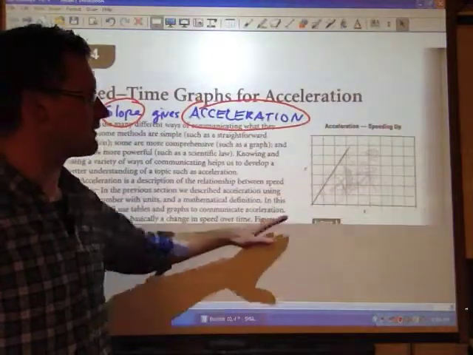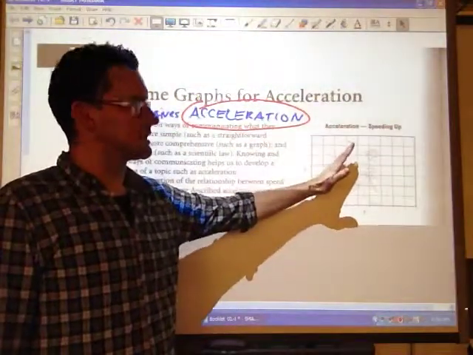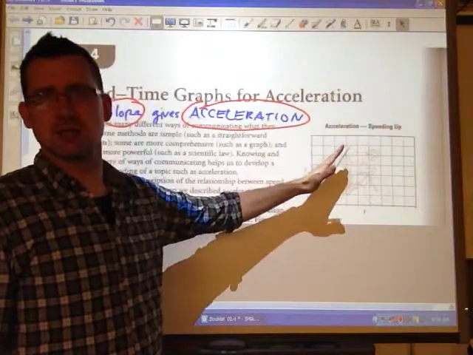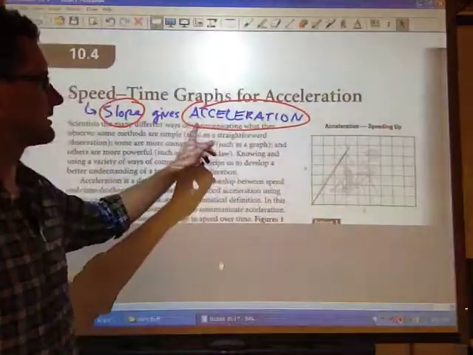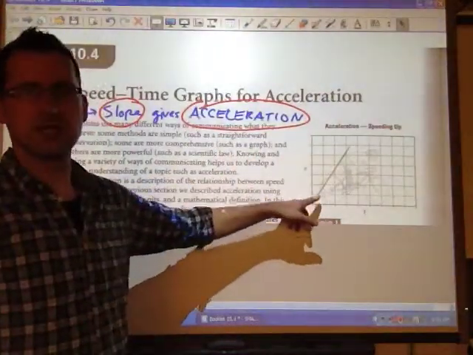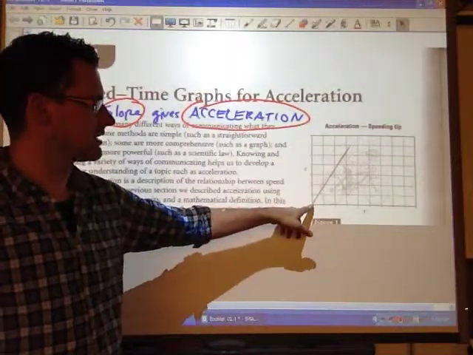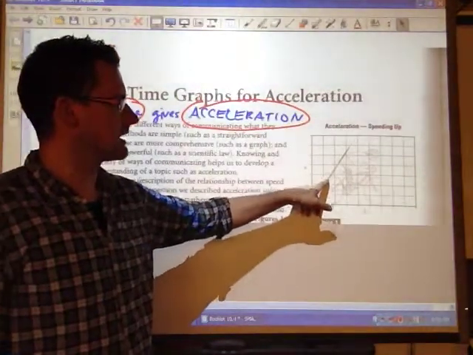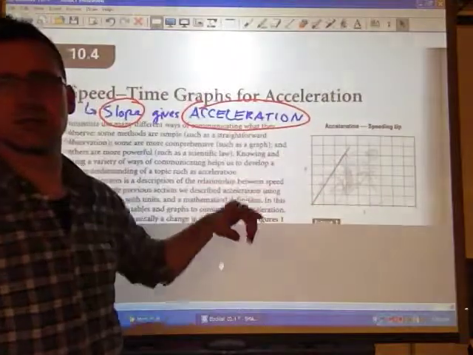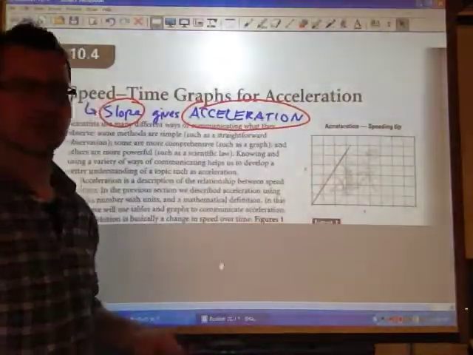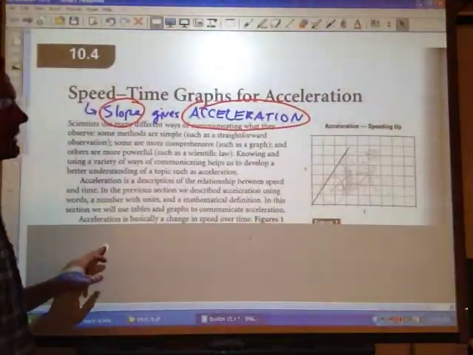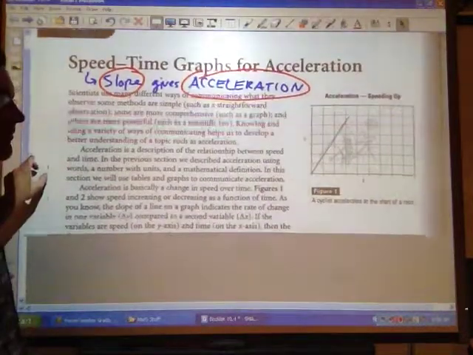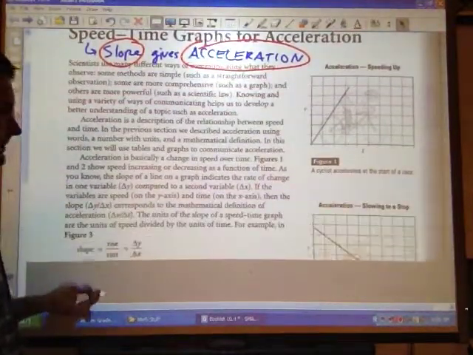So if we have a speed time graph that has a positive slope, that's a positive acceleration, meaning that the speed is increasing. So here the speed starting off at 0 and gradually getting larger and larger until we reach a maximum speed right there. So if you can figure out slope, that'll give you the acceleration by how much the speed is changing.